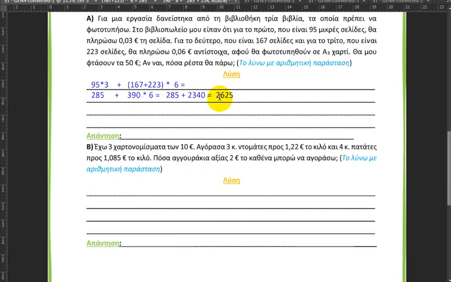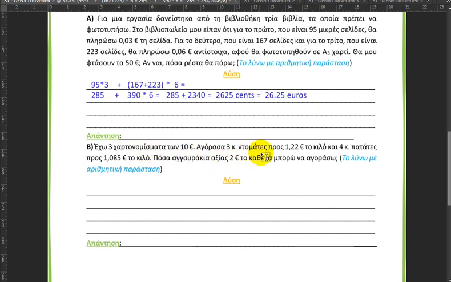So wait a minute. This is in cents, so this is cents. So this is going to be equal to 26.25 euros, which is definitely enough. I mean, if we have 50 euros, we definitely have enough. So now we have 3 10-euro bills.